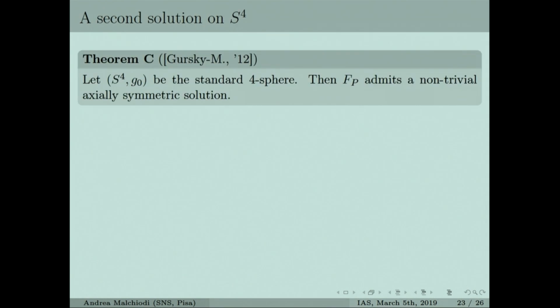The only thing we were able to prove with Gursky, and that was already some time ago, is that on the sphere, the determinant of the Paneitz operator admits a non-trivial axially symmetric second solution, which is not actually the conformal factor of a Möbius action. Of course all the Möbius maps will be solutions because the problem is conformally invariant, but this is yet another solution.